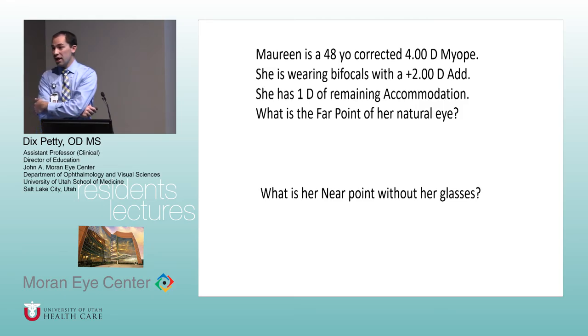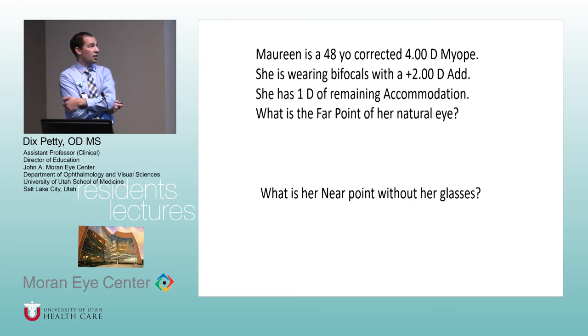So 48-year-old, so now we're dealing with presbyopia here. So Maureen is 48, a 4 diopter myope. She's wearing bifocals with a plus 2 add, and she has 1 diopter of remaining accommodation. So what is the far point of her natural eye? So plus 4.